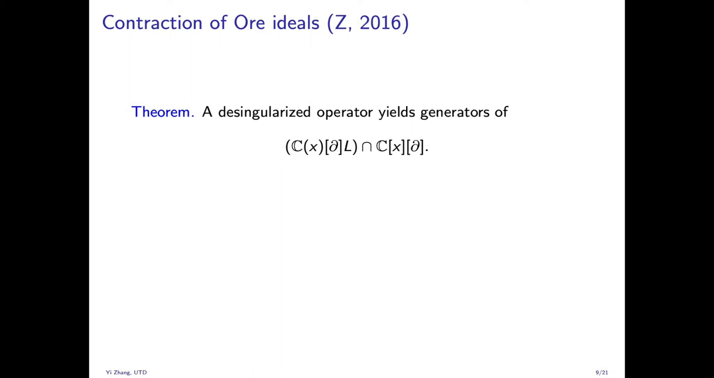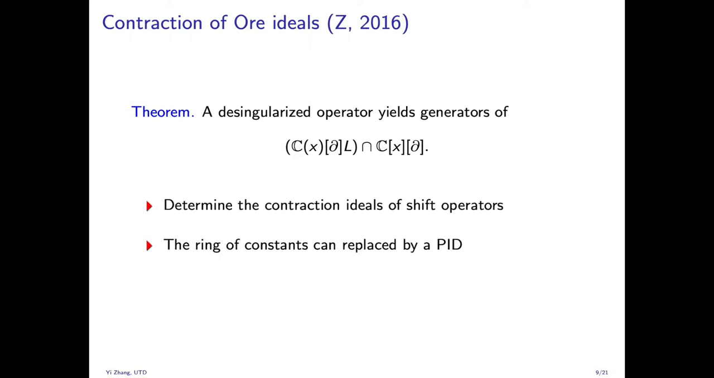So in 2016, I gave a new algorithm to calculate the desingularized operator, and my algorithm will actually not only remove all the possible singularities, but also give the generator of this ideal. This is called the contraction ideal related to the differential operator L. My algorithm not only works for the differential case, but we can also determine the contraction ideal for the shift operator, which has some interesting applications in combinatorics. Another feature of my algorithm is that the ring of constants is not necessarily a field, but could be replaced by a principal ideal domain.